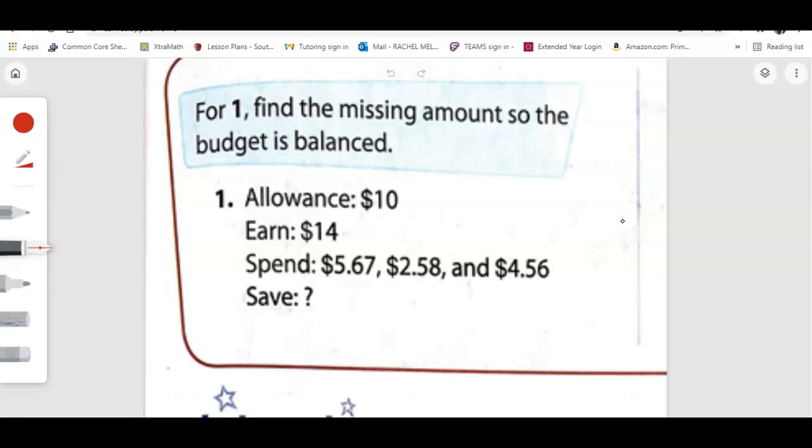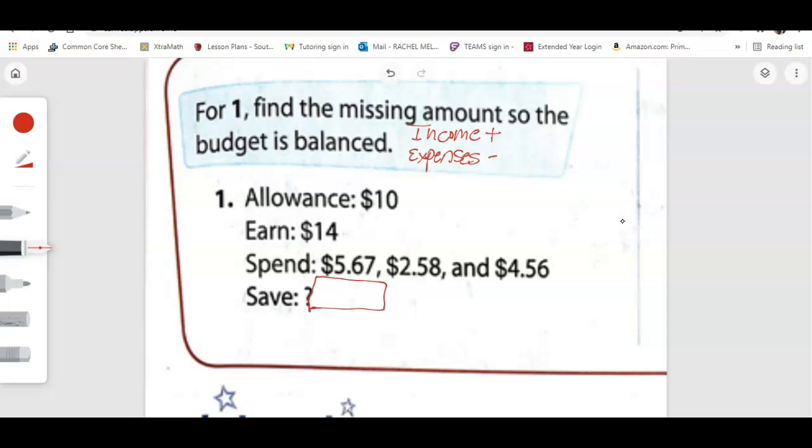So here we have another balancing budget question. Find the missing amount so the budget is balanced. Okay, so here's the missing amount here, a saving. So we need to find out how much this person can actually save. So the first thing we want to think about is, what is our income, which is a plus, and what are our expenses, which is a minus.